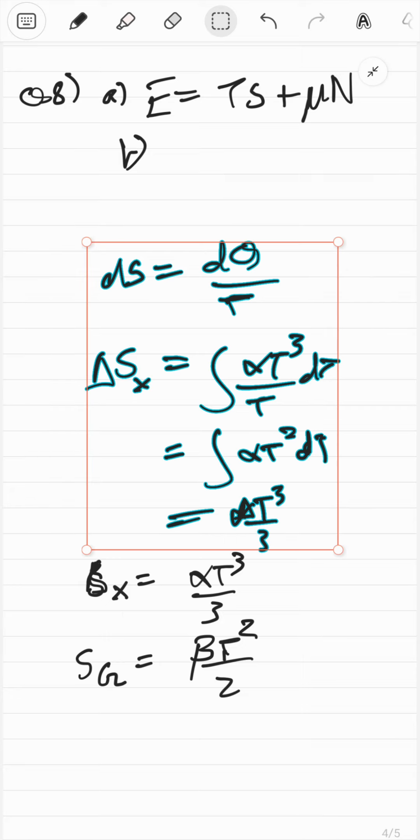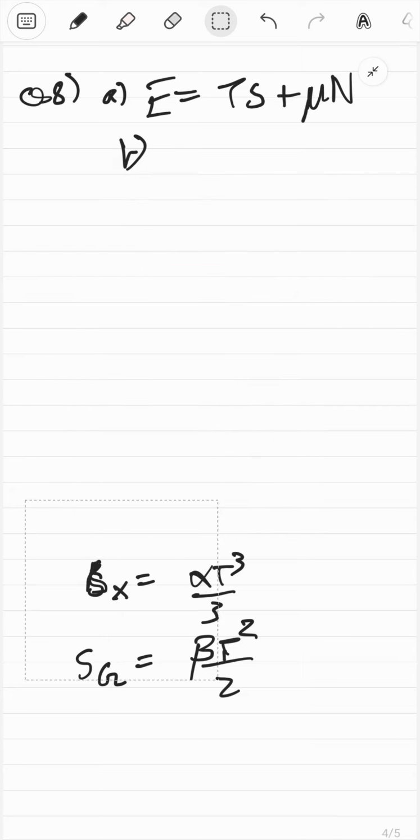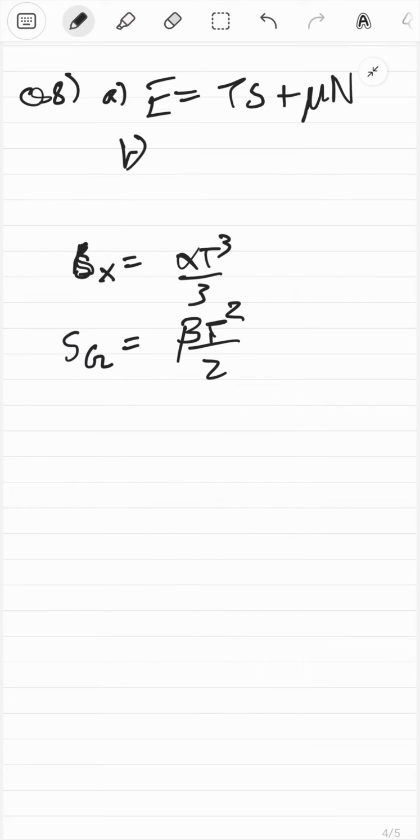What do you want to do with it? Of course it's up to some constant, so plus something, but we just think that it's 0 because of the third law. So assuming the third law, you can calculate the entropies. Fine. And that's the B part.